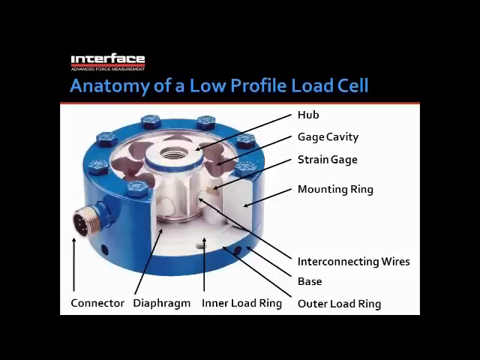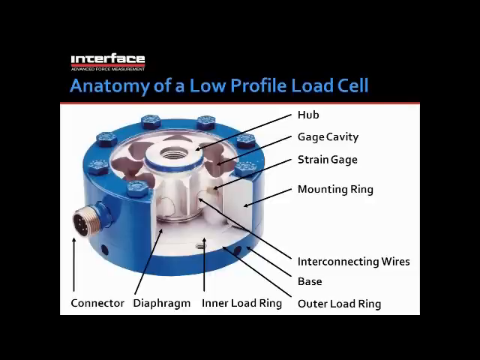This here is the anatomy of a low profile load cell. In the center we have the hub, and the hub can have different configurations. In this case we have a thread going right across it. Around the hub we have the beams. The beams are the part of the load cell where the strain gauge is bonded to. The outer portion of the load cell, the outer circumference, is what we call the mounting ring.